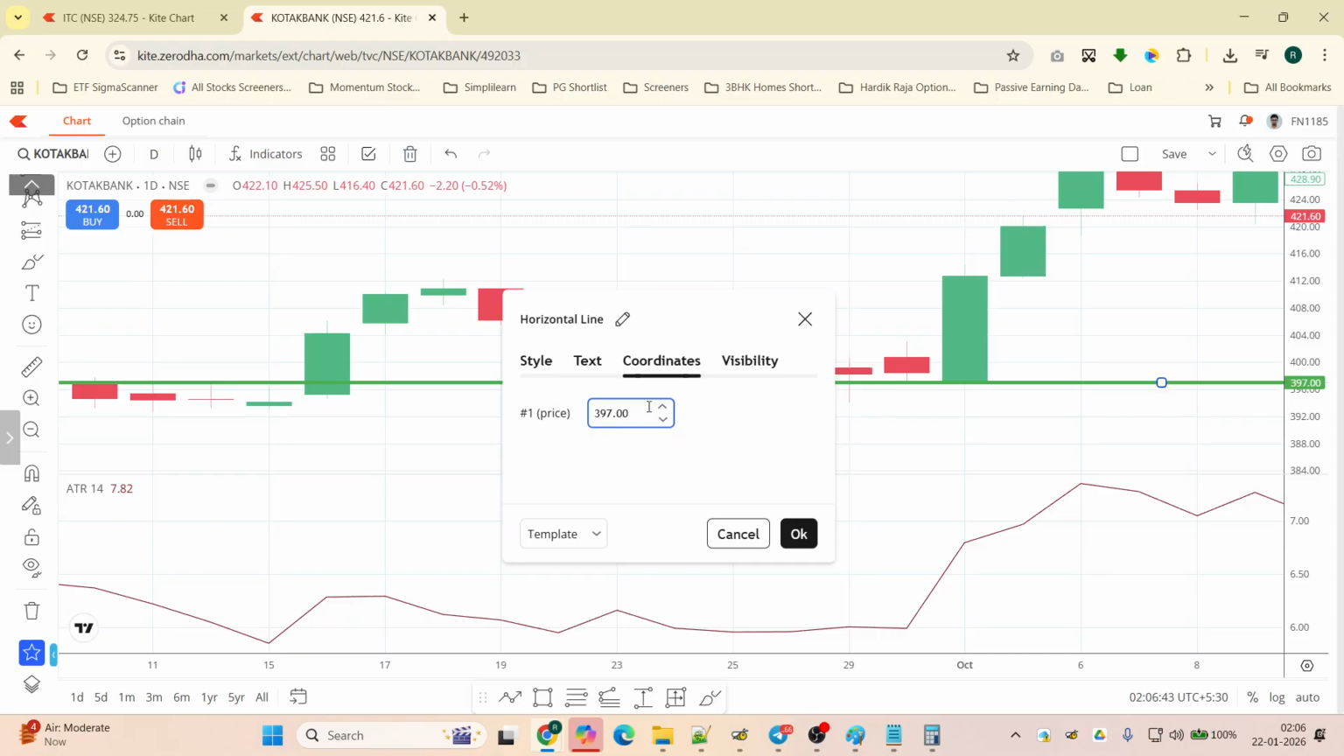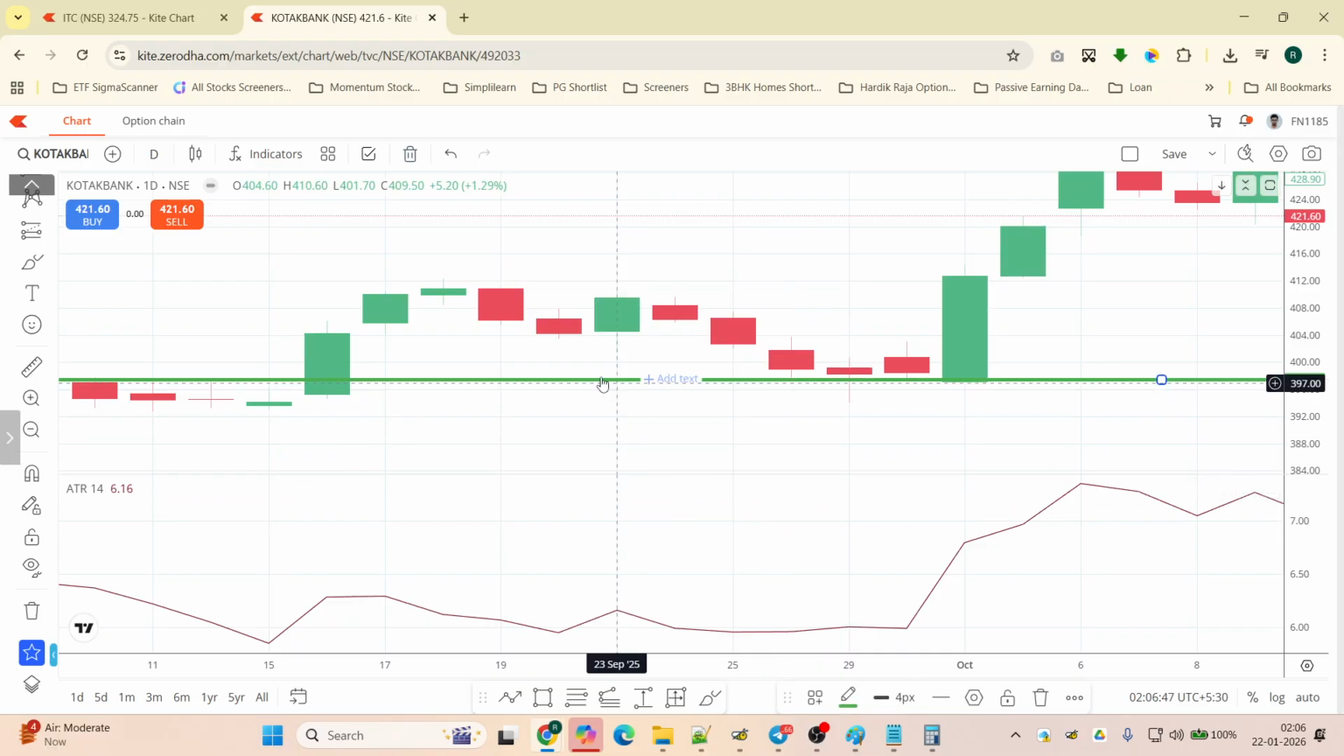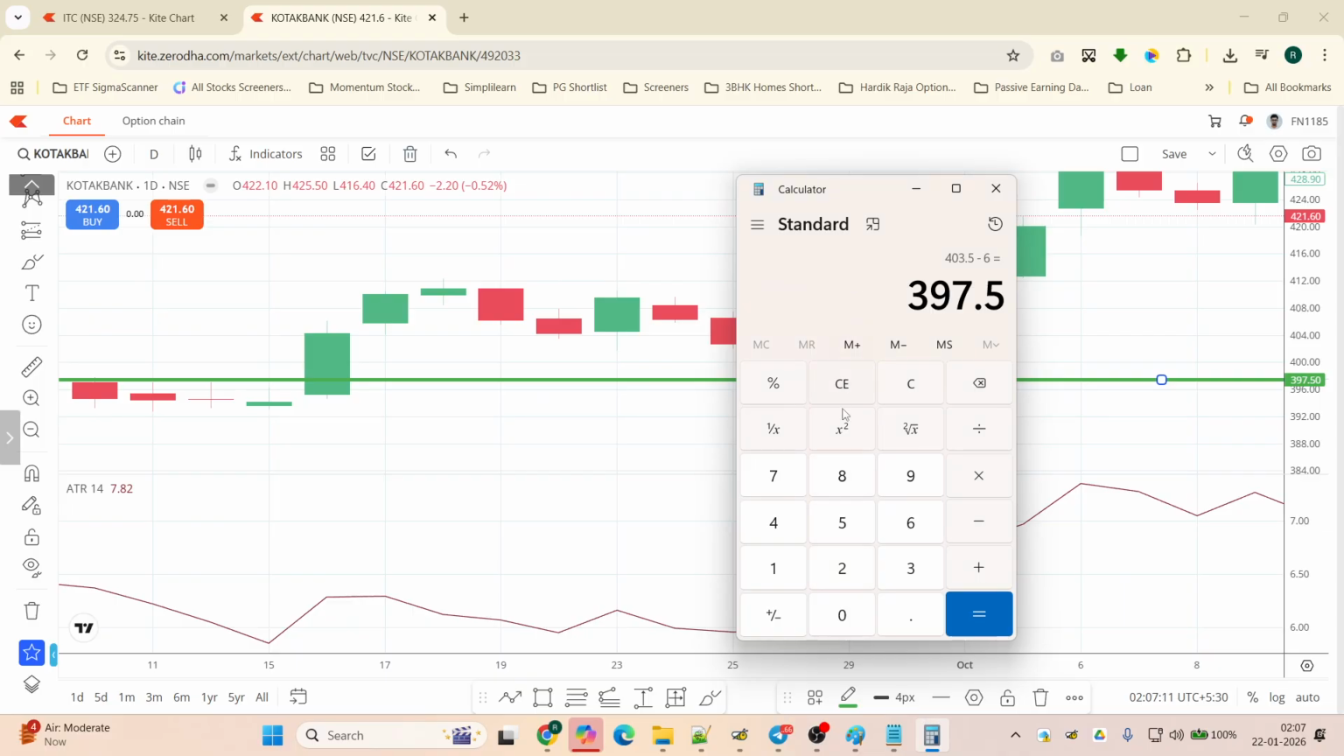But in this case, 397 has also been hit, right? Because you can see the low is 394. So normally what I did here was just subtract one time the value of the ATR, which is 6, 403.5 minus 6. You just need to do your own analysis, guys. In this case, I can do 1.5 times my ATR, or better, 2 times my ATR.